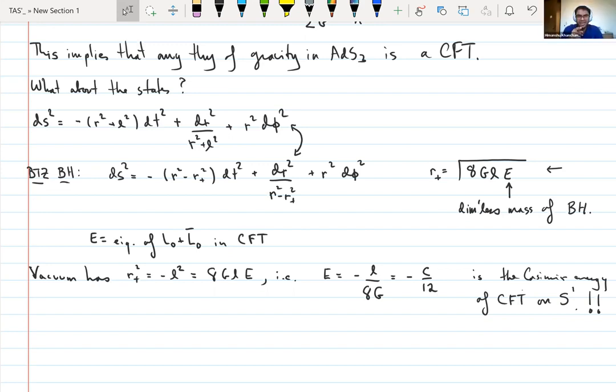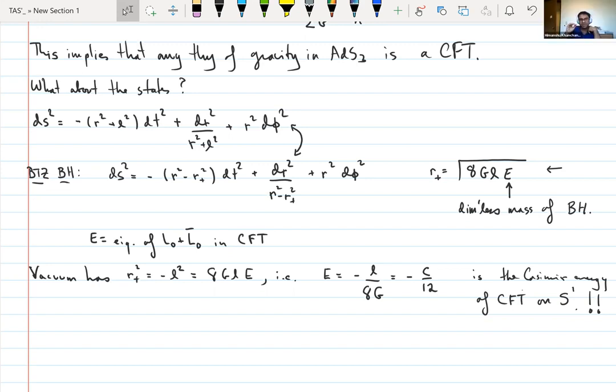Do you mean E is the eigenvalue of L0 plus L0 bar minus C over 12 though? Well, I have to tell you whether I'm talking about the plane: it's L0 plus L0 bar on the plane, which is equal to L0 plus L0 bar minus C over 12 on the cylinder. Right, okay. We did a kind of lightning discussion of CFT yesterday where I didn't go through that calculation in detail, but it's a good one to do. If you've seen the Schwarzian derivative and stuff like that, that's how one does the calculation.